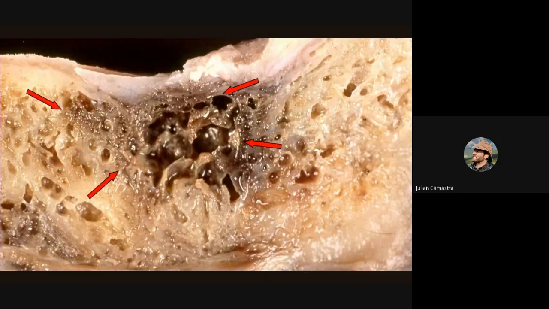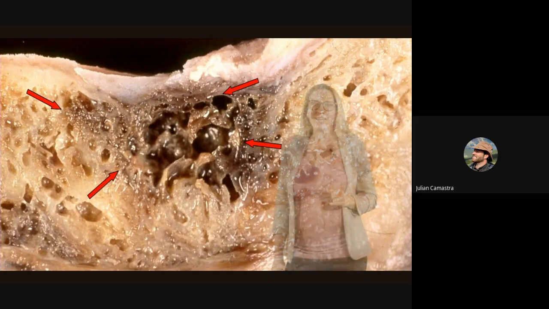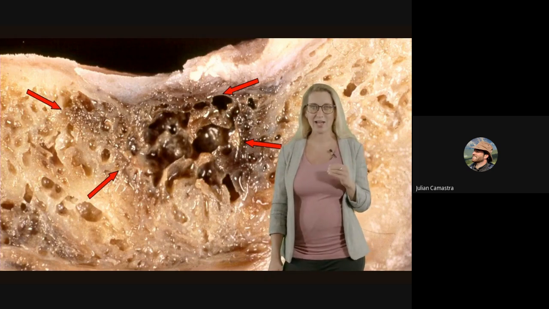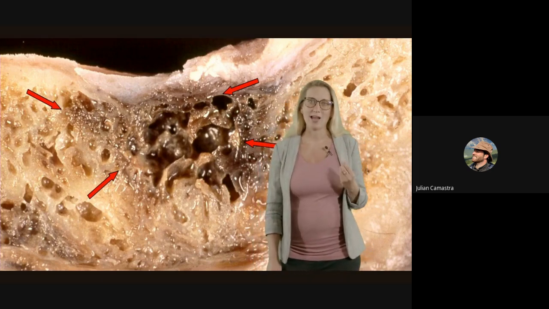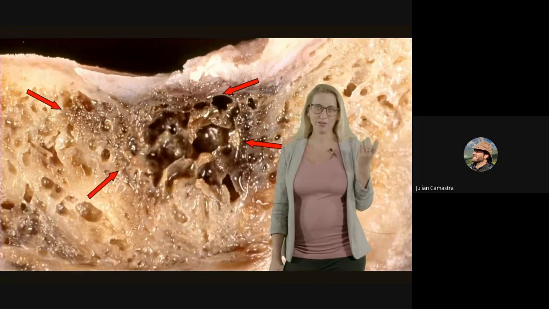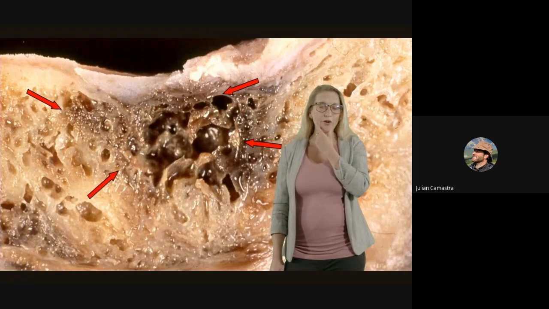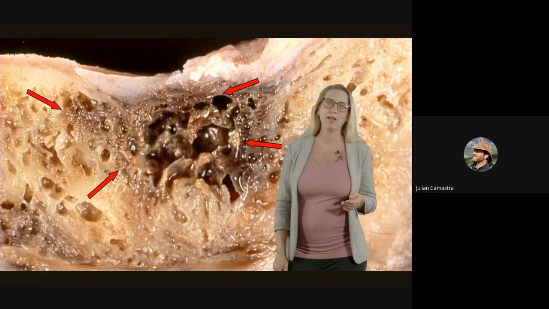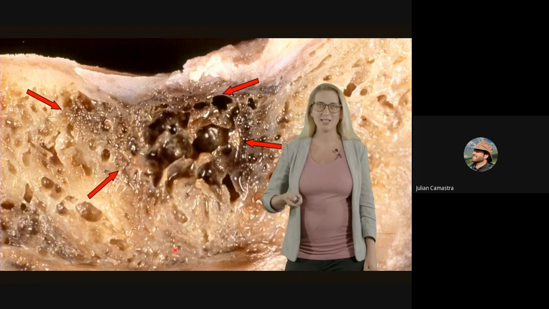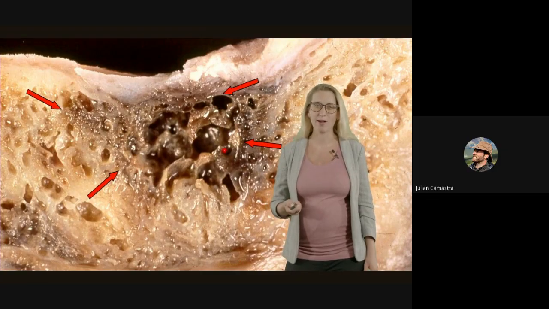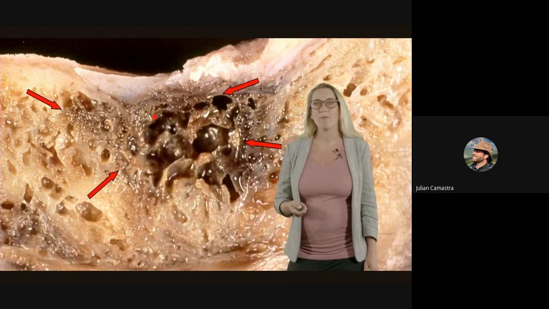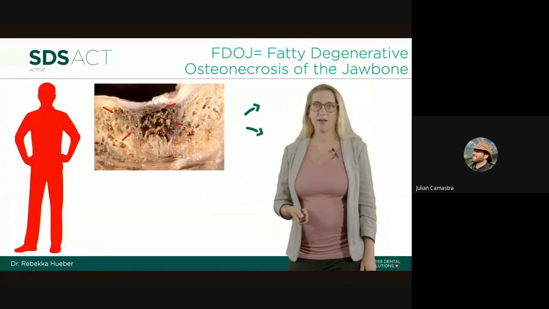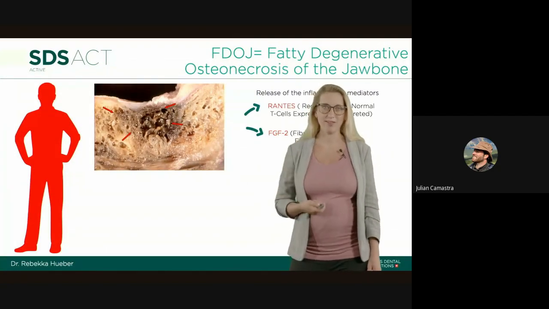Here you see a histological picture of an FDOJ. It was from a patient that had trigeminal neuralgia all his life, suffered a lot. When he died, he asked the doctors to take a sample of this area because he thought something was there and nobody believed him. And when they had a look at it, they could see that the bone was degenerated in this area and that this was probably the cause for his trigeminal neuralgia.